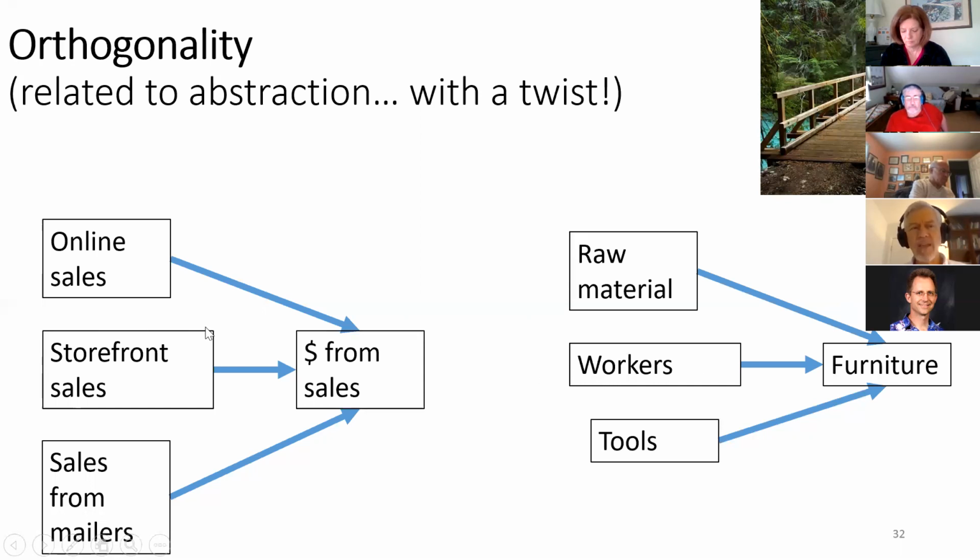The difference here is that if you had 0 online sales, you would still have income from the other kinds of sales. If you have successfully reduced your concepts to the most orthogonal, then if you have 0 raw materials, you will have 0 furniture; 0 workers, 0 furniture; 0 tools, 0 furniture.